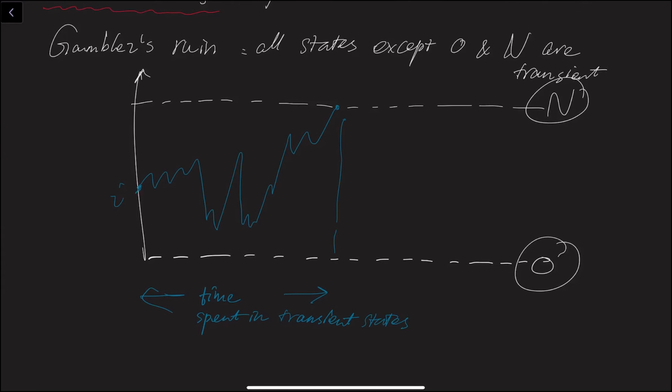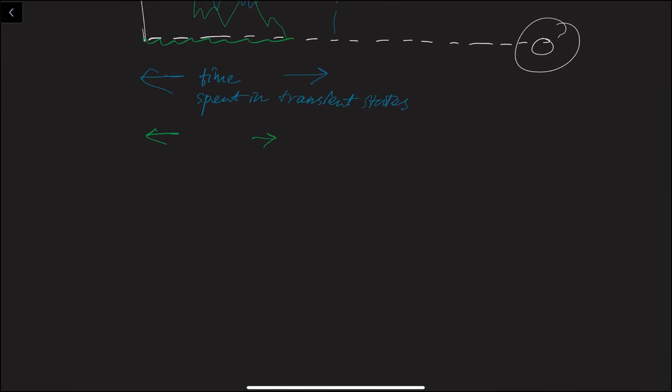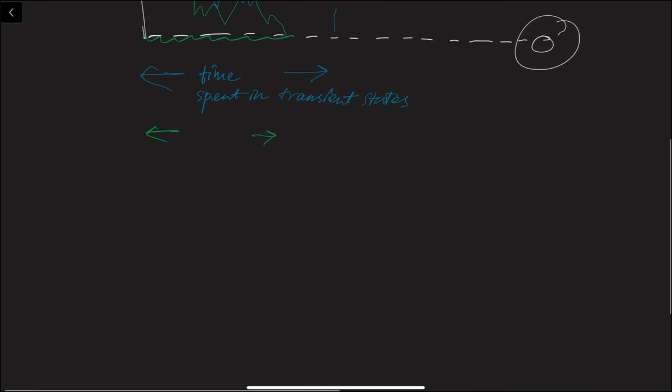And similarly, if we start from, let's say, i plus 3, it's perfectly possible that we have bad luck and we only spend this much time in the transient state. In this video, we're going to explore the mathematics of how to derive a formula for the time spent in transient states.